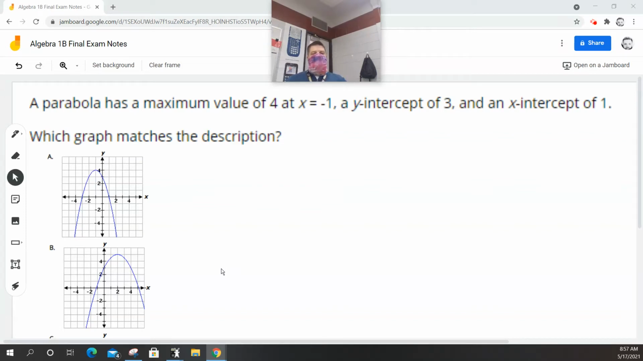A parabola has a maximum value of 4 at x equals negative 1. Now, what they're saying is that this has the point negative 1 comma 4. And because it's a maximum, that means that the graph has to open up, or I mean open down, right? So it's going to look like that.